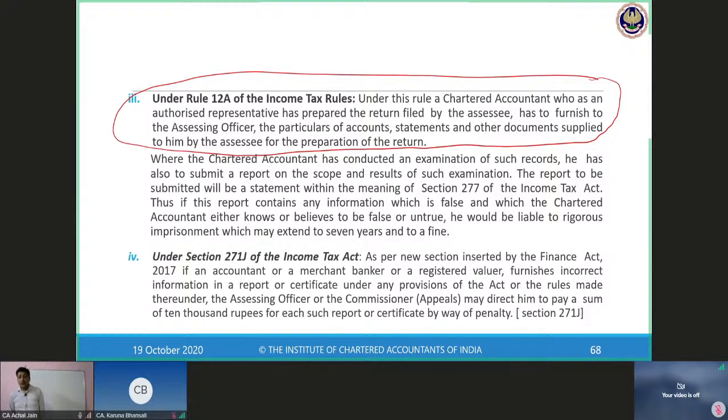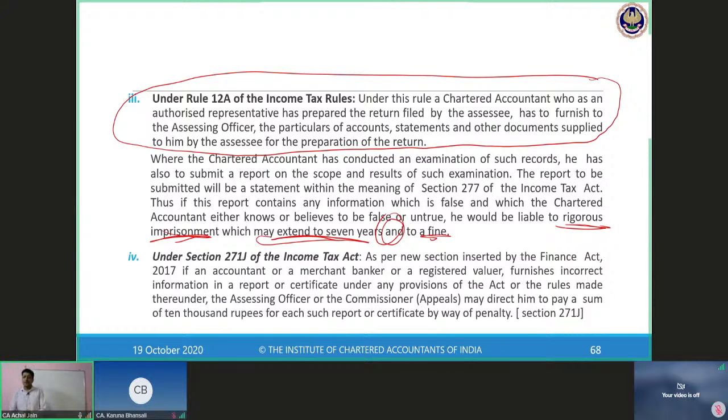Thus, if the report contains any information which is false and which the chartered accountant either knows or believes to be false or untrue, he would be liable to rigorous imprisonment, which may extend to 7 years, and fine.